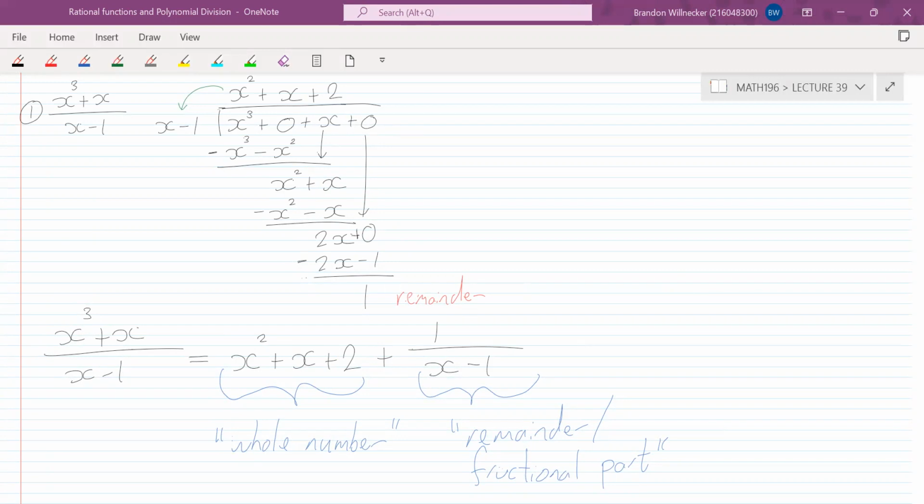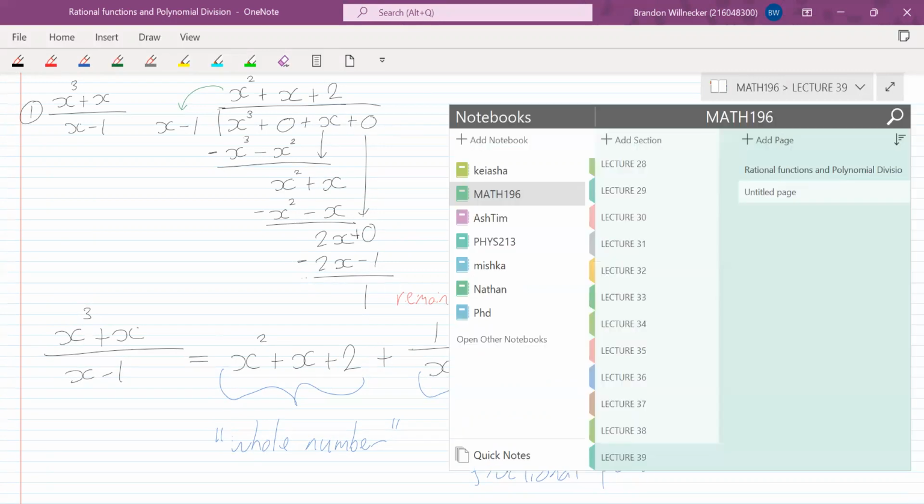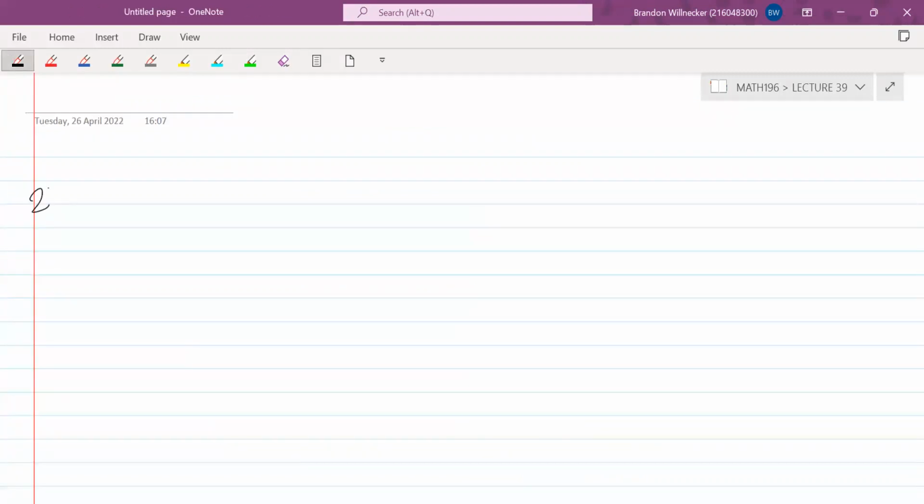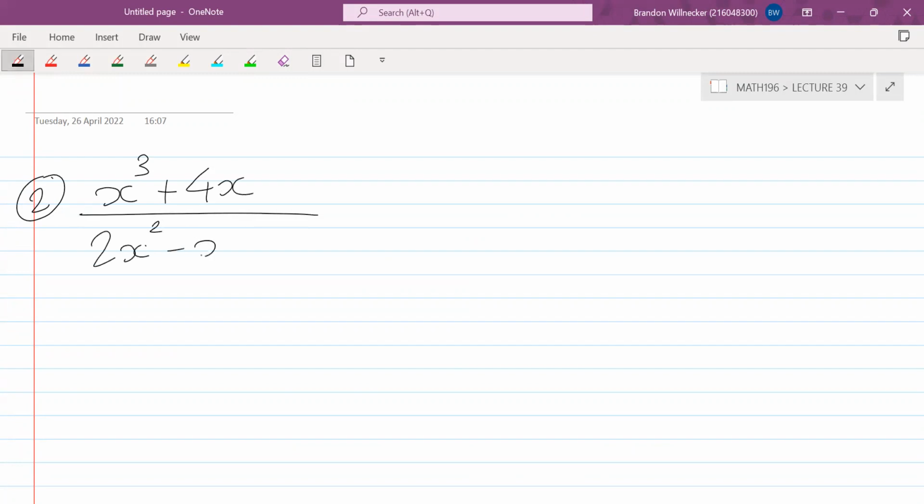Okay, let's take a look at another example. So example number 2, we have x cubed plus 4x, and we want to divide this by 2x squared minus x plus 4. Okay, so the degree of the numerator is 3 because it's a cubic. The degree of the denominator is 2 because it's a quadratic, which means we can divide them. Okay, to get a whole polynomial part plus a fractional part. Okay, that's what we're trying to find. So let's set this up.